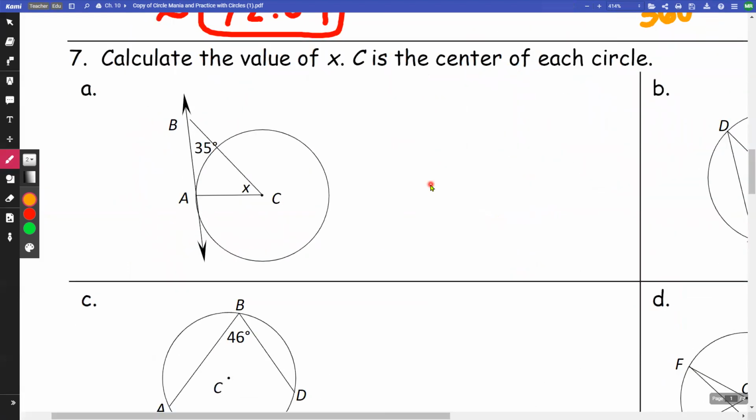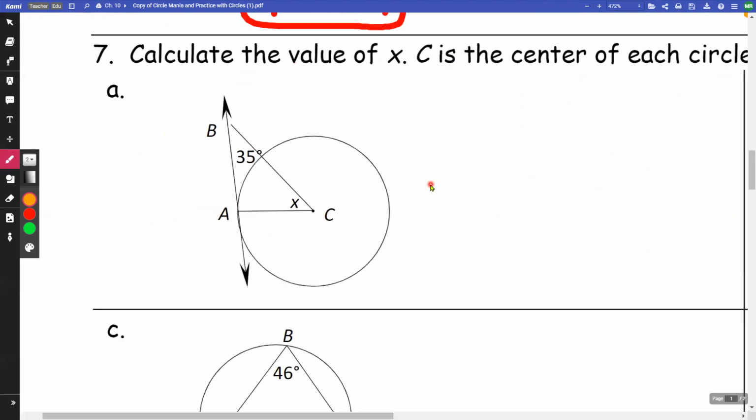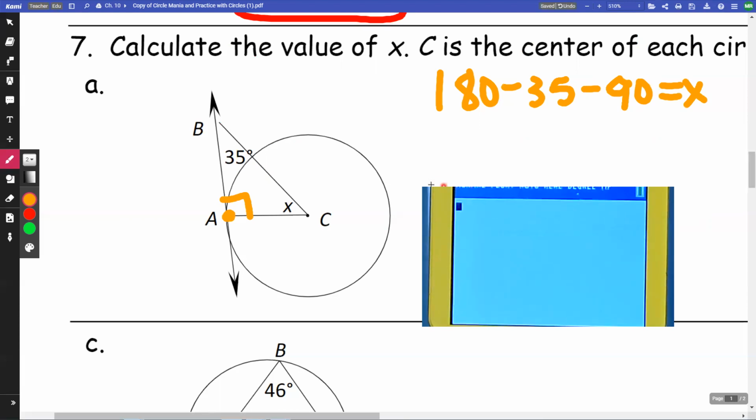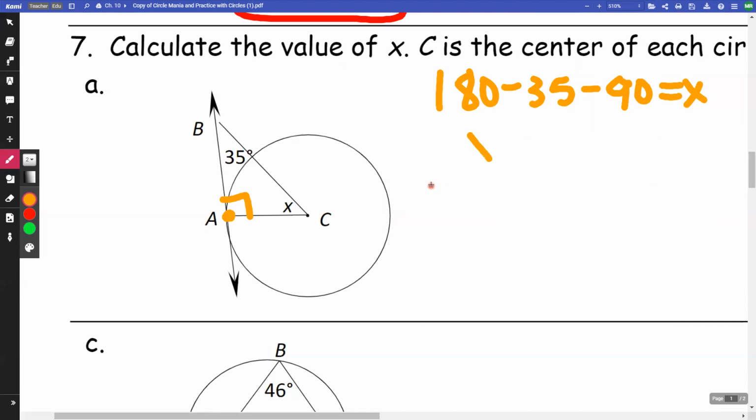Okay, on number 7. In this situation, if I know that that is 35 degrees and this is a point of tangency, that means that this is 90 degrees. So I'm going to go 180 minus 35 minus 90, and that is going to give me X. So I'm going to take 180 minus 35 minus 90, and I end up with 55. So X is equal to 55 degrees.